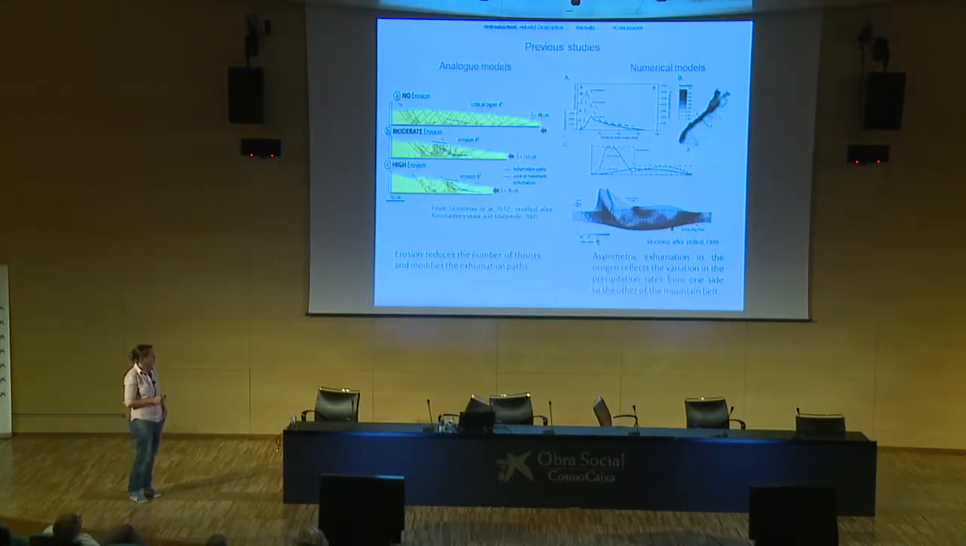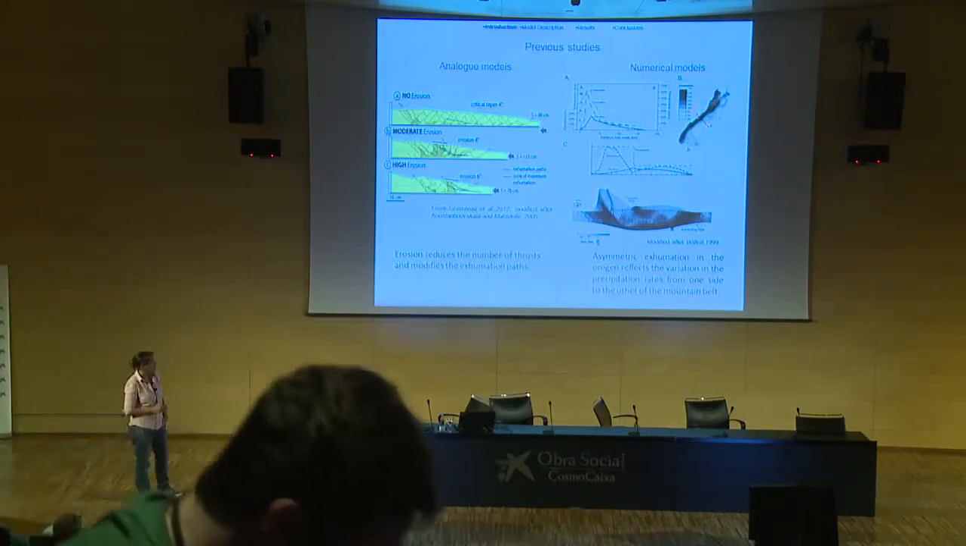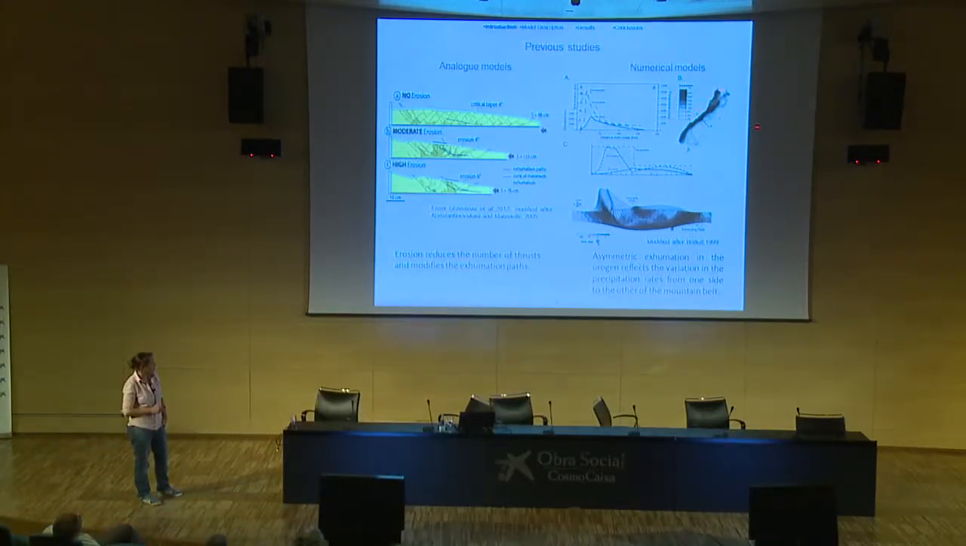In the case of numerical models, one example showed that asymmetric exhumation in an orogen could be correlated with the variation of precipitation in this orogen. For example, in the case of the Southern Alps, if we take this transect here, we see that in the northwest of the island, at the surface, we have higher metamorphic grade rocks exposed than in the southeast. And this is correlated with a high precipitation rate in this area.